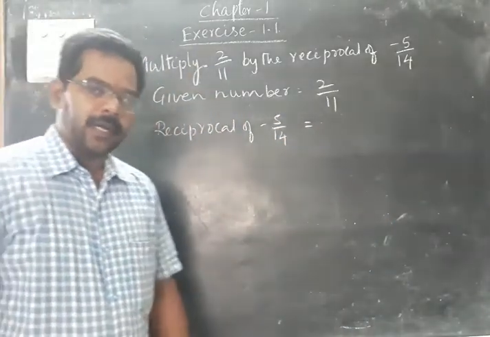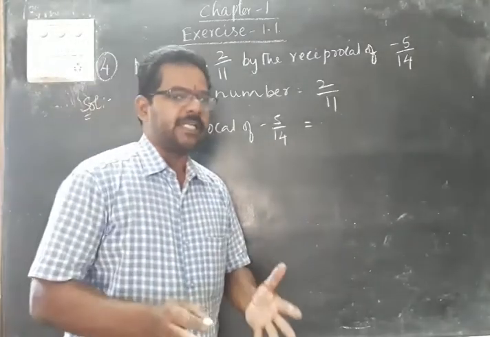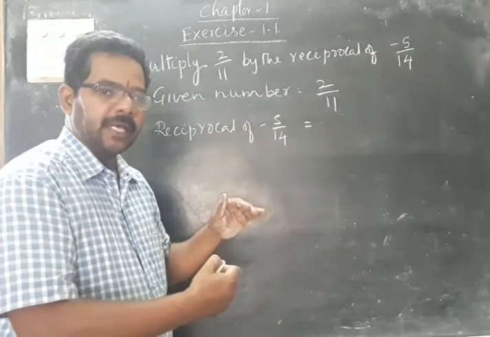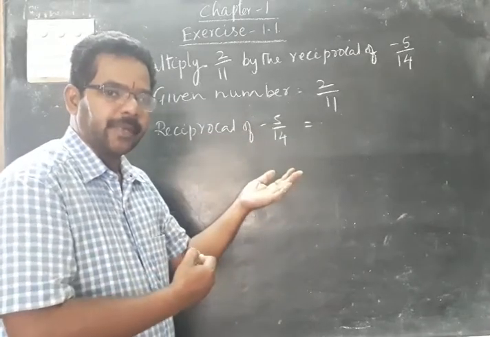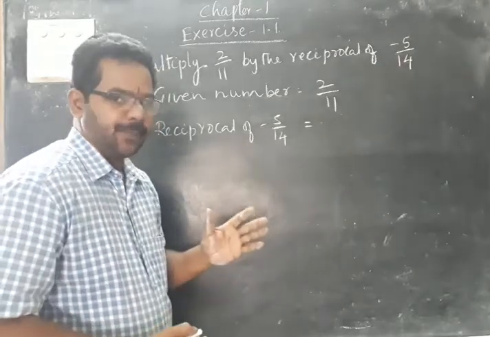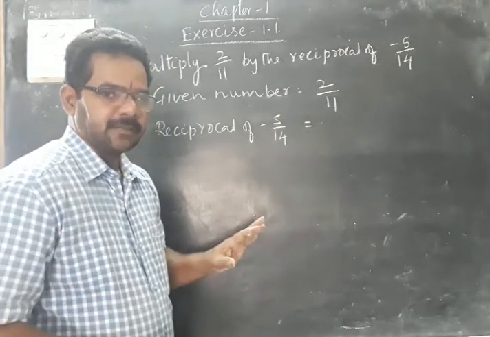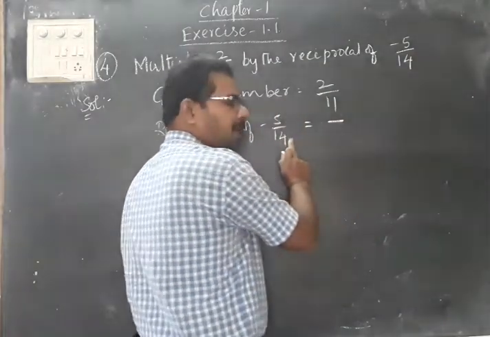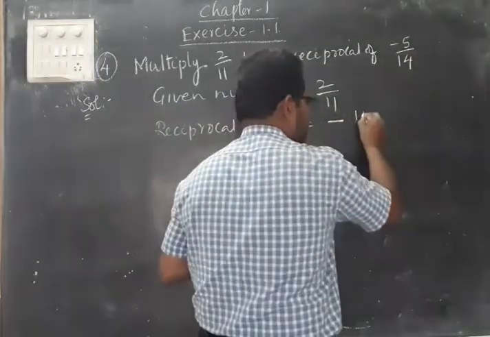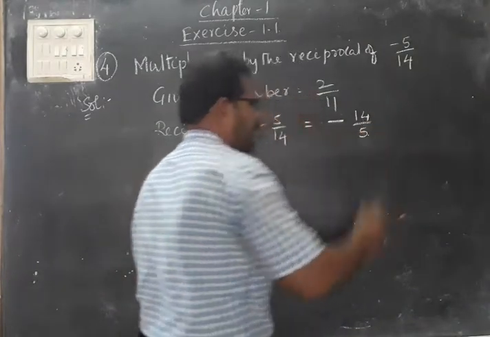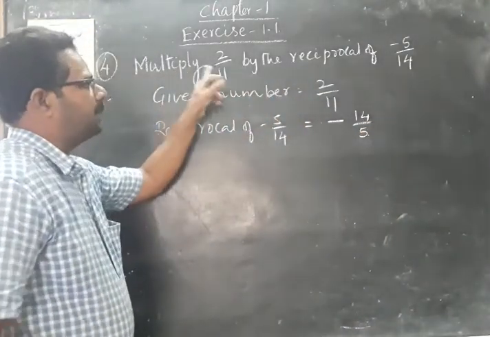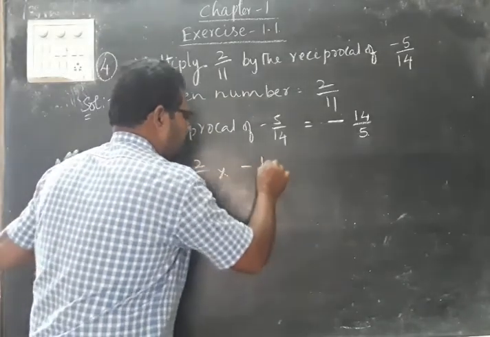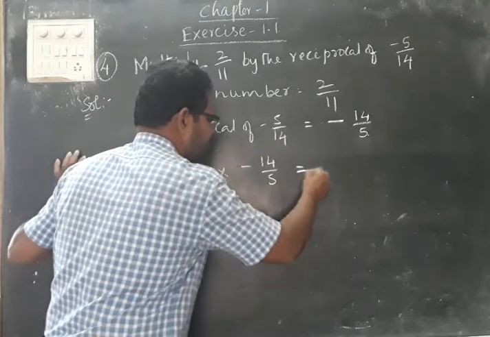Reciprocal: already I explained to you what is meant by a reciprocal. If the numerator changes to the denominator and the denominator becomes the numerator, then it is called its reciprocal. So the minus sign will be there as it is, the symbol will not be changed. Numerator is 5 and denominator is 14, so that should be converted into 14 by 5. This is the reciprocal. So multiply this with that. That means 2 by 11 into minus 14 by 5.